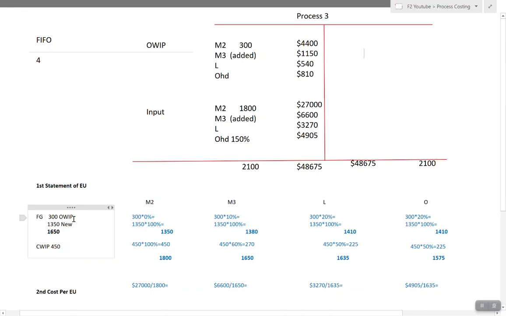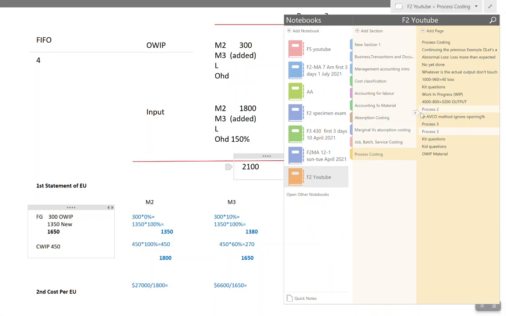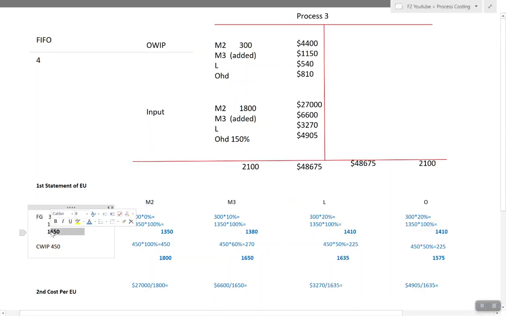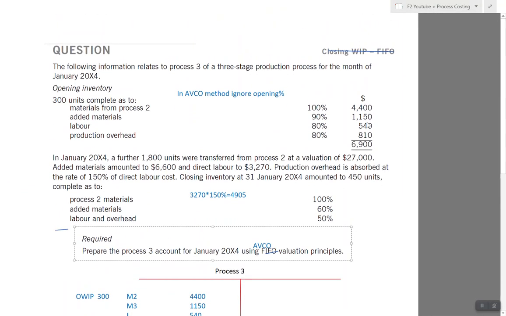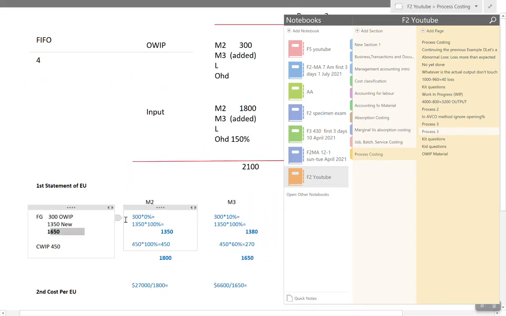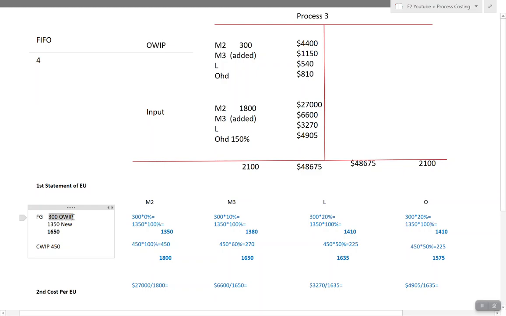Same question. Now, the units that are completed, the 1650 units that were completed, they are divided in two parts now. One is the units that were remaining. If we assume FIFO concept, then these units will be completed first, and then new units will be started. So in this 1650 units, 300 units are the opening that we completed, and 1350 is the new one. So the closing work in progress is the same, no problem here.